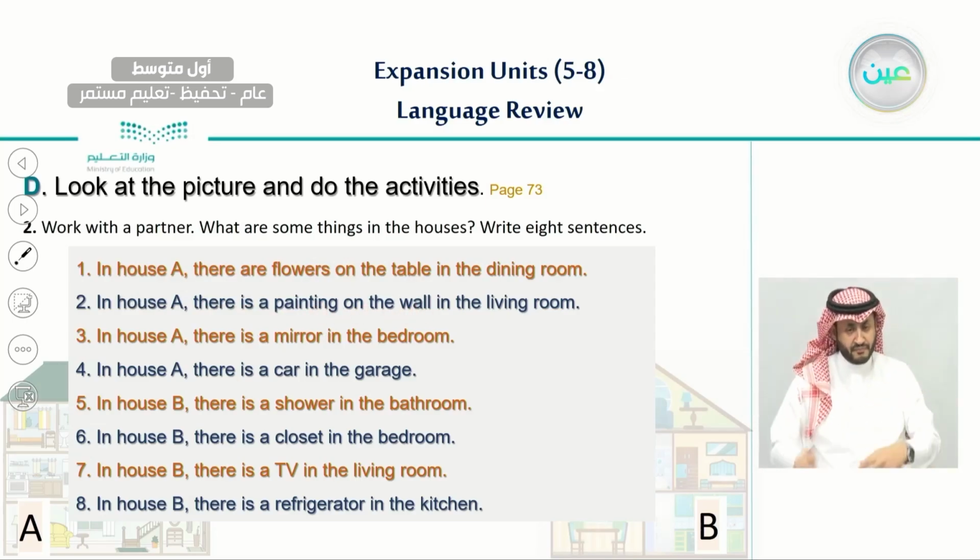In house A, there is a mirror in the bedroom. In house A, there is a car in the garage. In house B, there is a shower in the bathroom. In house B, there is a closet in the bedroom. And also in house B, there is a TV in the living room. And the last one, in house B, there is a refrigerator in the kitchen.